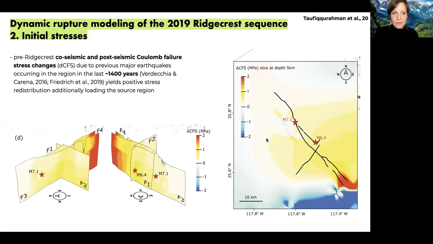The model is also loaded by the pre-Ridgecrest co-seismic and post-seismic Coulomb failure stress changes, DCFS, due to previous major earthquakes occurring in the region in the last 1,400 years. This DCFS yields a positive stress redistribution, additionally loading the source region of the M7.1 event. This is a slice of the DCFS we are accounting for at a depth of 7 kilometers. And this is how the DCFS is projected onto our fault geometry, shown from two perspectives.